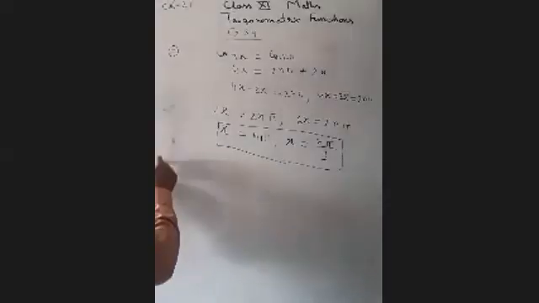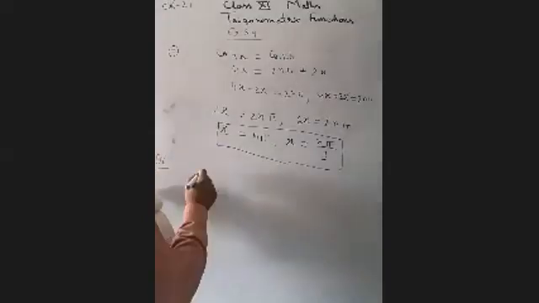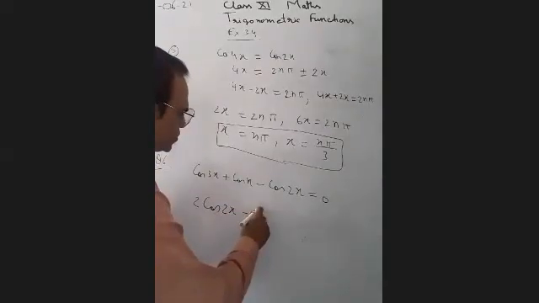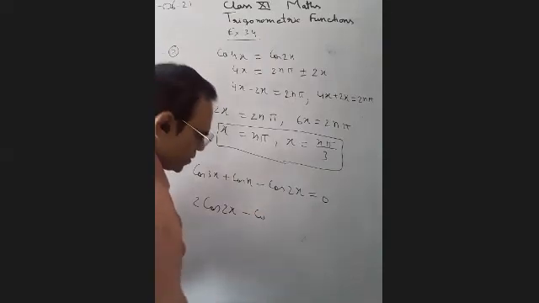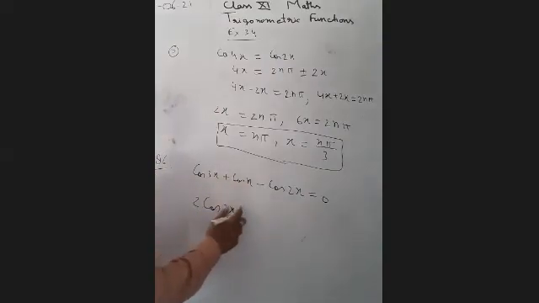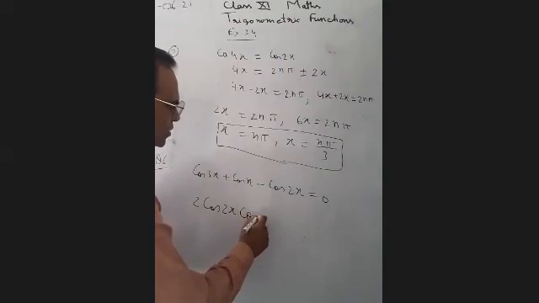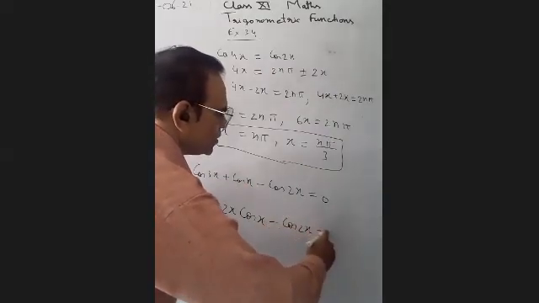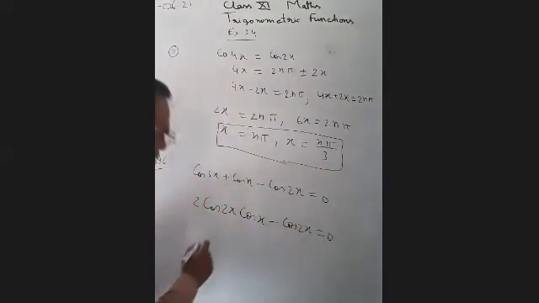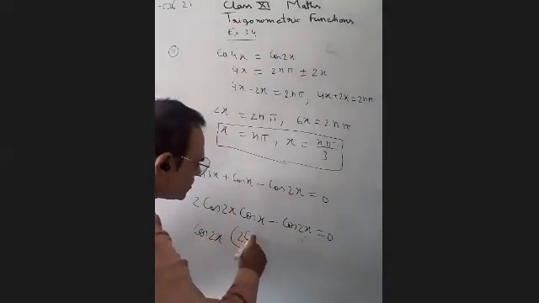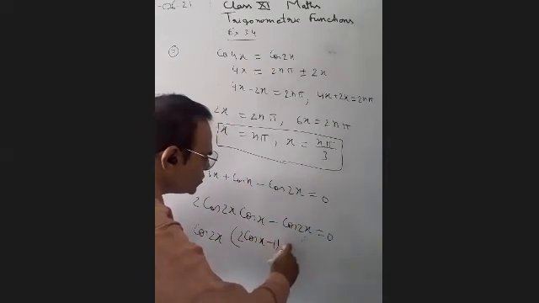Question number 6. Cos 3x plus cos x minus cos 2x. Look, cos C plus cos D is equal to 2 cos (C plus D) upon 2 and cos (C minus D) upon 2, that is, 3x minus x is 2x, divided by 2 we will get x, minus cos 2x is equal to 0. Now we can take common cos 2x. If we take common cos 2x, then we will get 2 cos x minus 1 equal to 0.